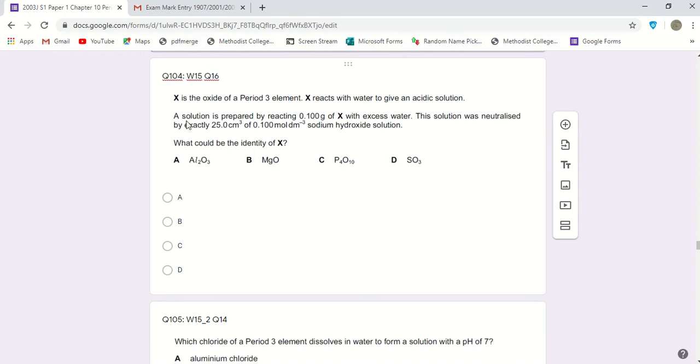Now, it says that they prepare the solution by reacting 0.1 gram of X with water. And this solution was neutralized by exactly this much of sodium hydroxide. So the first thing that I would do is try to find the number of moles of P4O10 and the number of moles of SO3 if they are 0.1 gram.